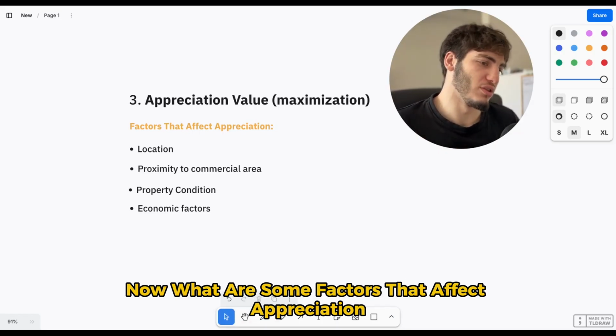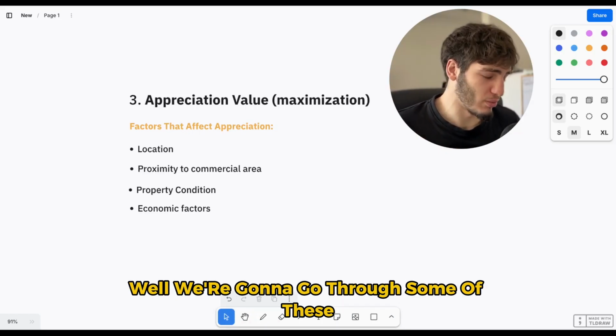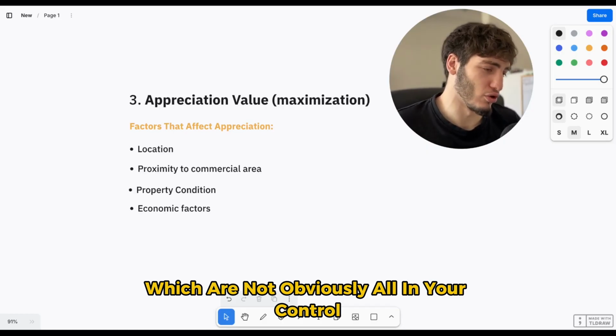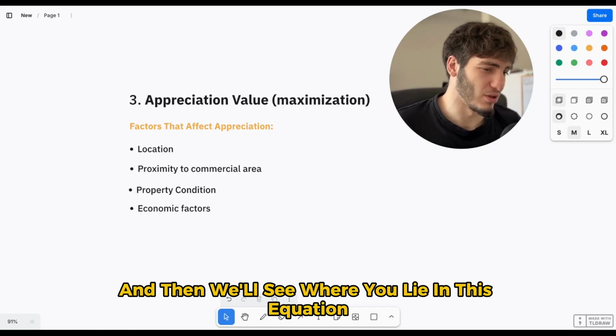Now, what are some factors that affect appreciation? Well, we're going to go through some of these, which are not obviously all in your control, and then we'll see where you lie in this equation.